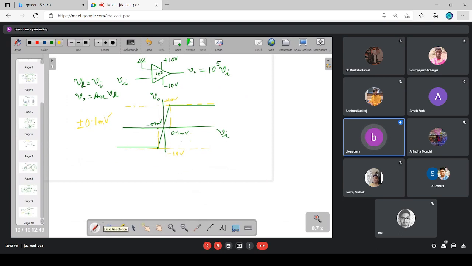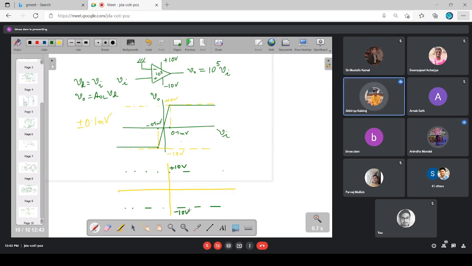If I try to plot this transfer factor in true scale, if I say that this is my plus 10 volt, this is my minus 10 volt, and I plot the x-axis also in the same scale, where will that 0.1 millivolt and minus 0.1 millivolt lie? So nearly on the y-axis. The origin itself.